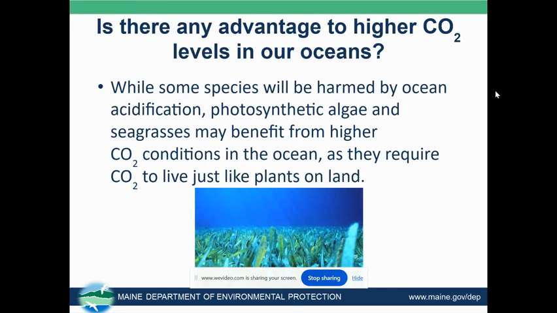Okay, so is there any advantage? So the only ones that would probably be seeing this as an advantage are the plant life of the ocean. So, photosynthetic algae, seagrasses, just like any plants, they need carbon dioxide to live, just like the plants on land. So, they take in carbon dioxide, they do photosynthesis. So, this is going to be advantageous to the plants, but you know, that's not going to help us very much.